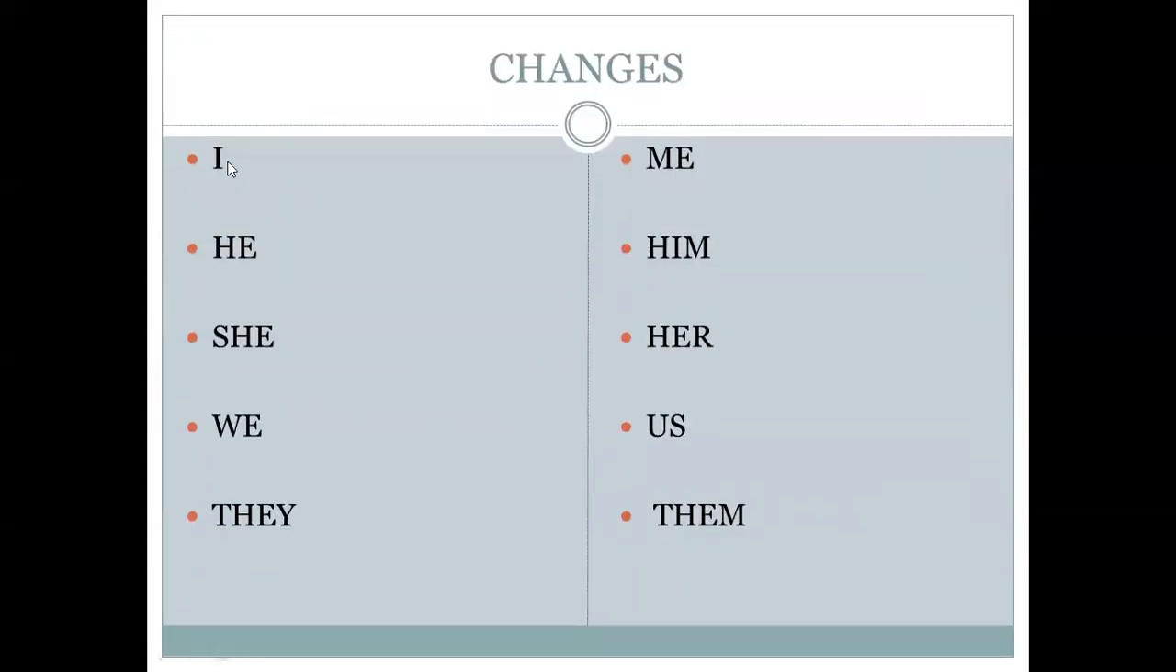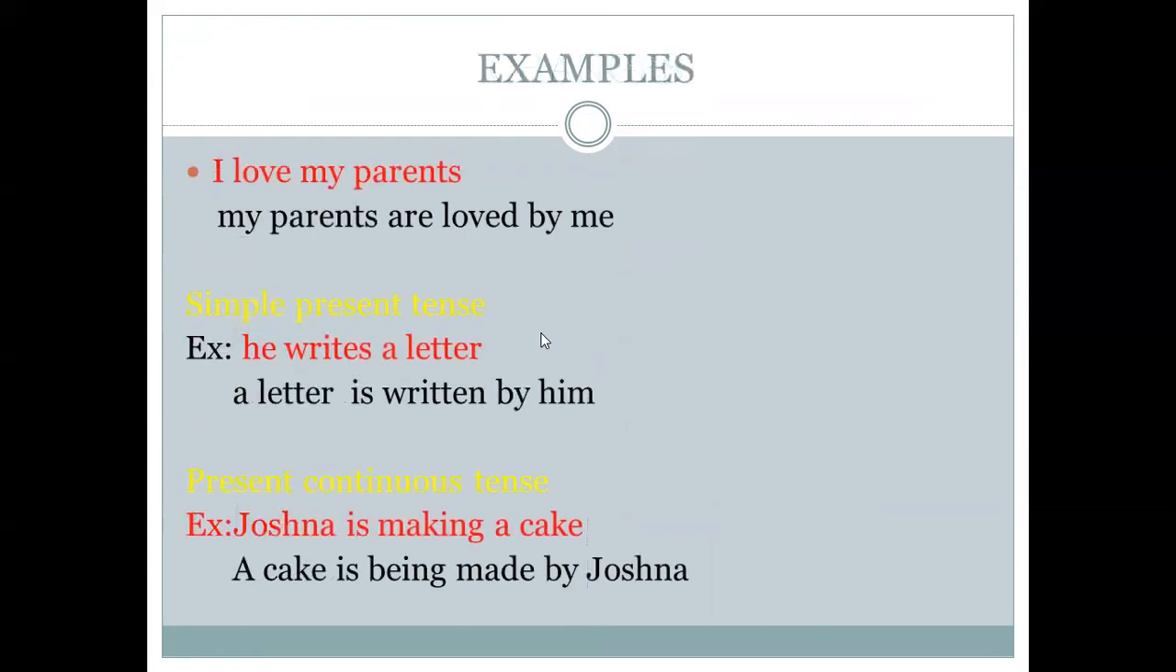So in that, I changes into me, he changes into him, she changes into her, we changes into us, they changes into them. So examples. I love my parents. My parents are loved by me. So I love my parents is a simple present tense. So are is nothing but present. So my parents are loved is nothing but V3 form. So my parents are loved by me.